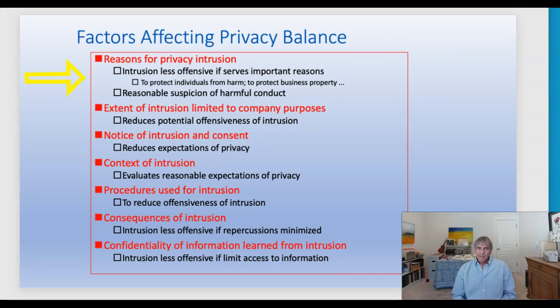All right. Given that the privacy balance weighs the purpose for any action against the degree of intrusion on private matters, it should be obvious that one of the relevant factors has to be the reasons for the privacy intrusion. And the more important the reasons, the less offensive the intrusion will likely seem.